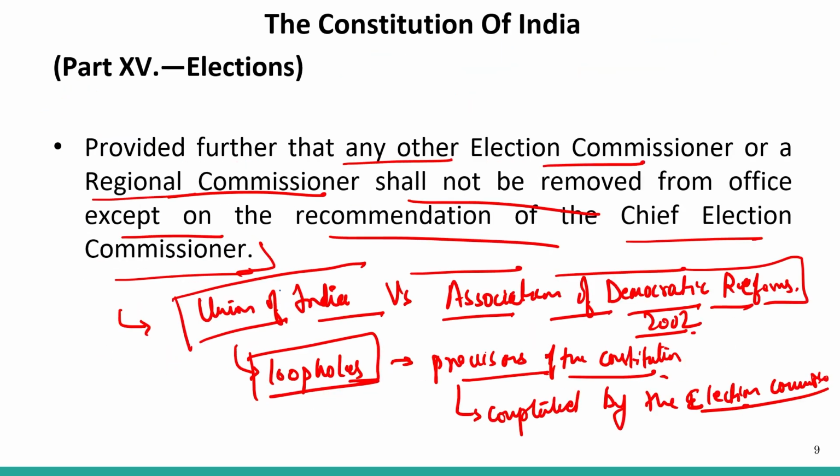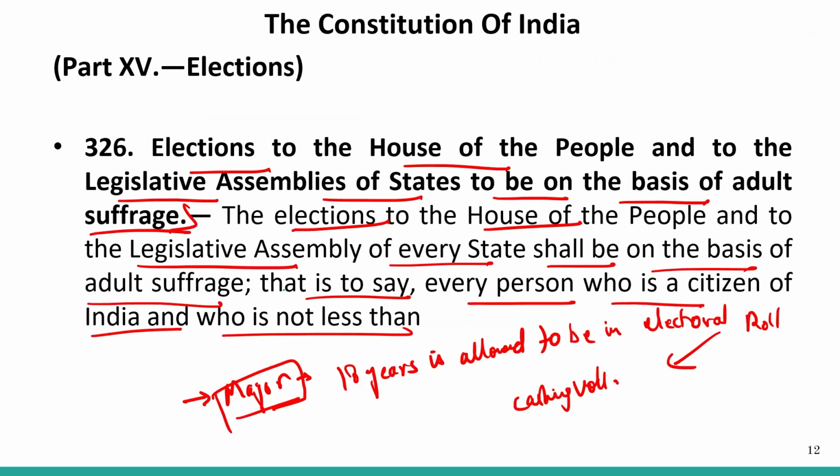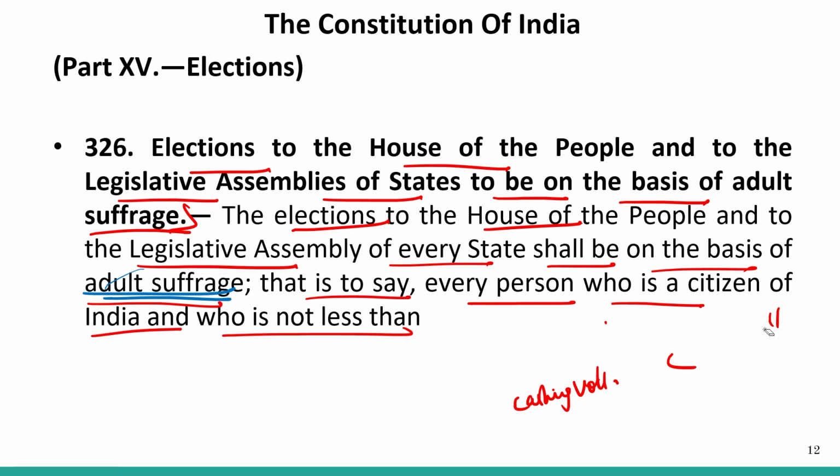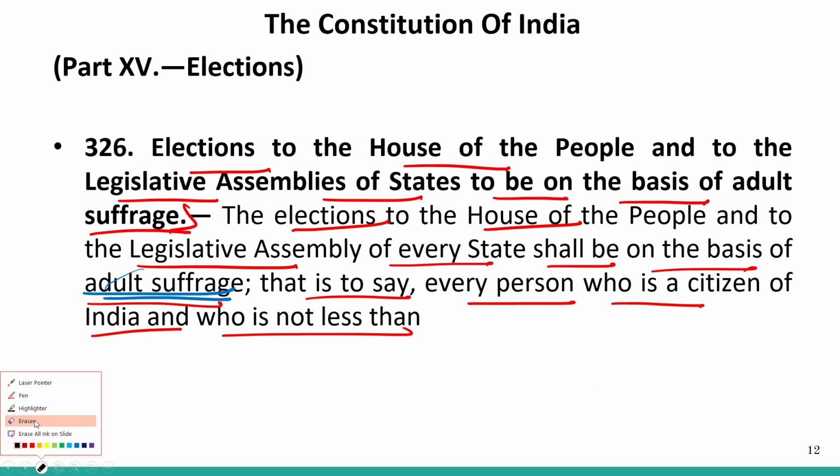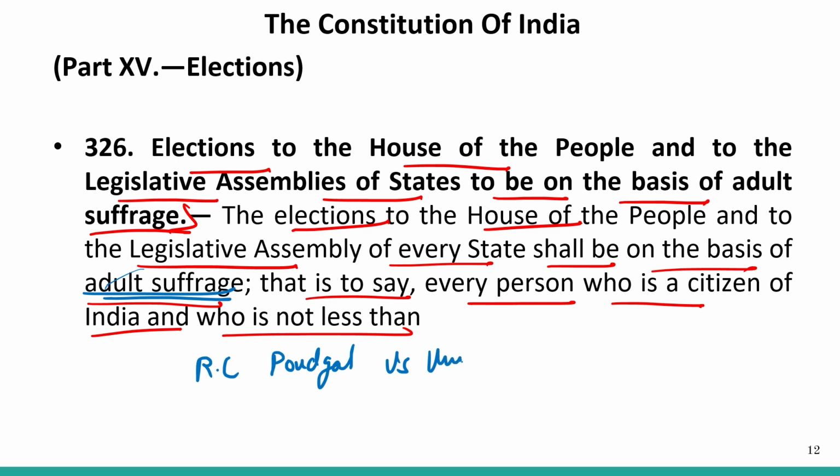and see what the other thing is. When you talk about Article 326 and the universe on the basis of adult suffrage, then the first question that should have come to your mind is, sir, why is it so necessary that we are following this particular criterion of adult suffrage? So this was also answered in a case law. The name of the case law is R.C. Poudyal versus Union of India.